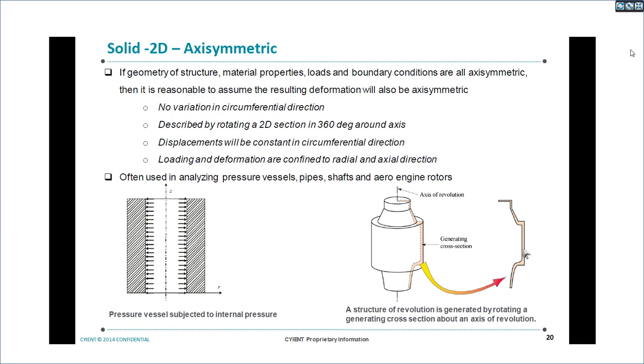So if you rotate this cross section about the axis, it will form this volume. Displacement will be in the circumferential direction. Loading and deformation are confined to the radial and axial directions. That means there won't be any forces acting in the circumferential direction.